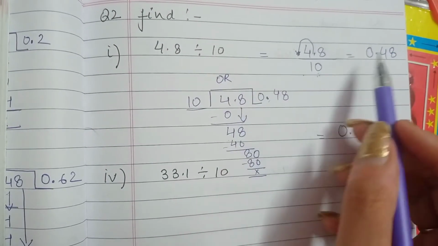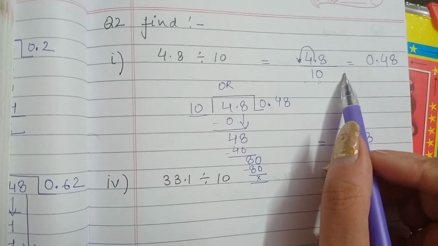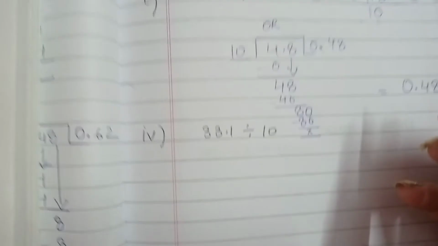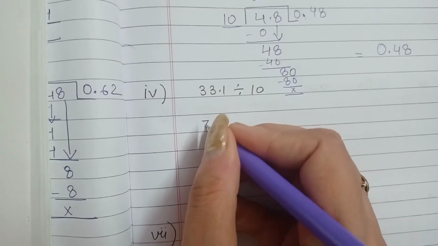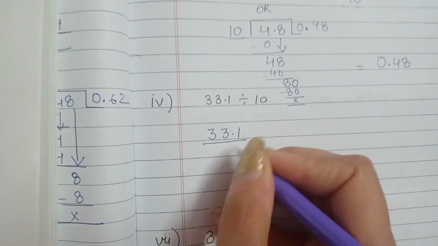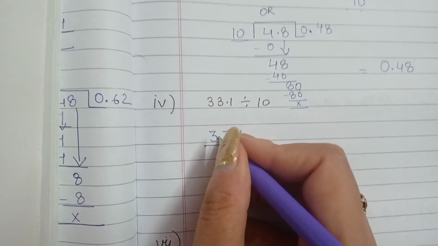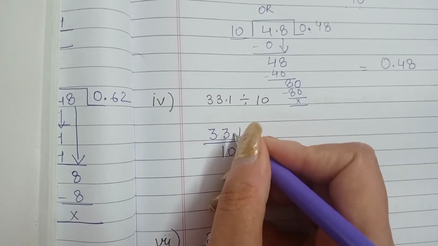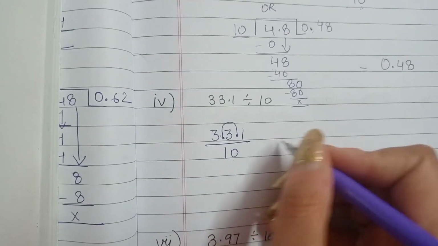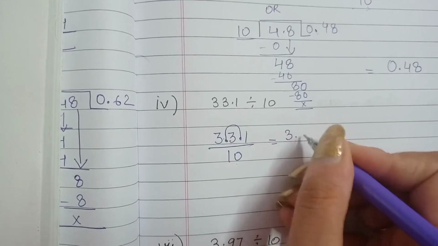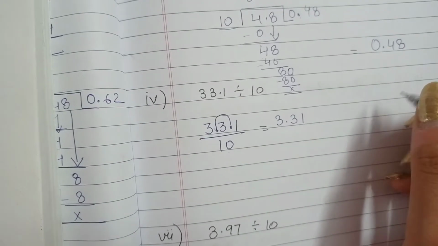This is a lengthy method and this is a shortcut method. You can use any one of the methods to solve the remaining parts. Now again I have taken another part, which is the fourth part. So it is 33.1 upon 10. Simply 1 0 is there in the denominator. The decimal will move 1 jump towards the left side. So it is here 1 jump towards the left side. Now it will come between these 3. The answer will become 3.31.